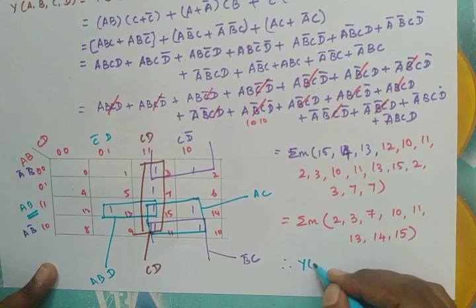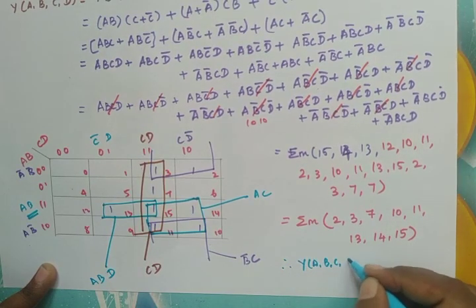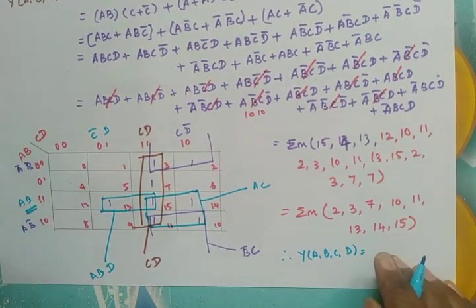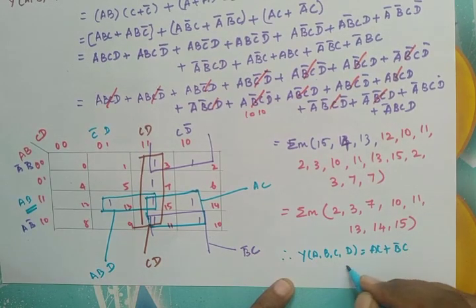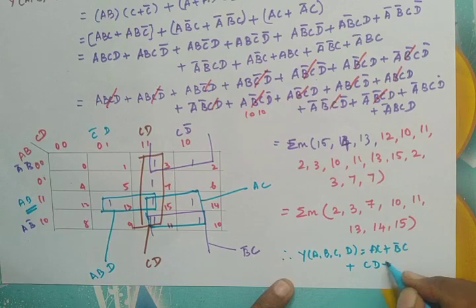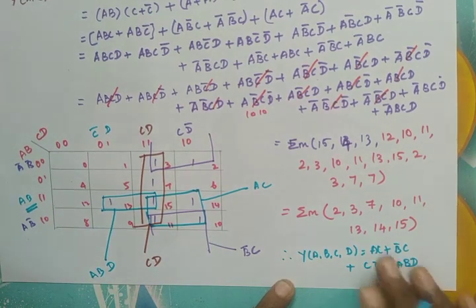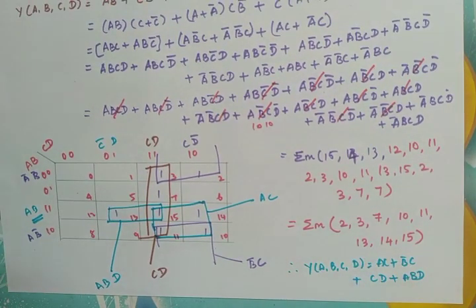Therefore, Y of A, B, C, D is equal to, what is the answer? AC + B̄C + CD + ABD. So this is how we have to do the minimization technique using K-map.